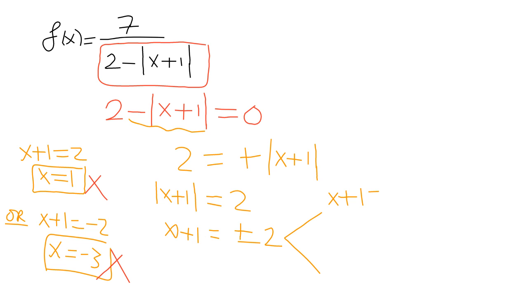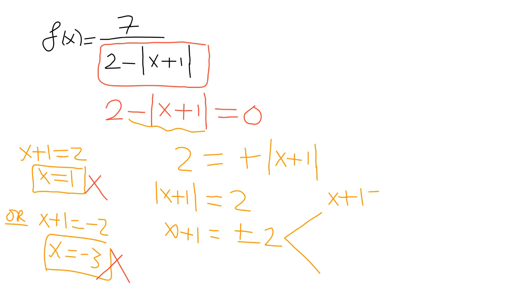Let us check our answer. Substitute x equals 1. 1 plus 1 is 2. Absolute value of 2 is 2. Yes. 2 minus 2 is 0. We're dividing by 0. Just check minus 3. Minus 3 plus 1 is minus 2. Absolute value of minus 2 is 2. 2 minus 2 is 0. So we're dividing by 0.